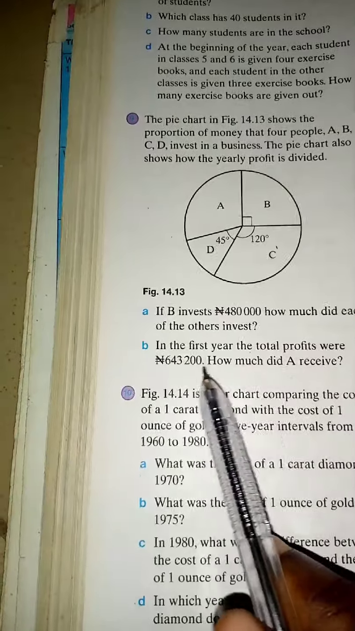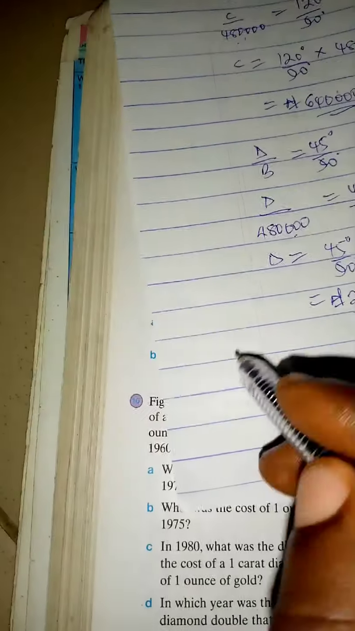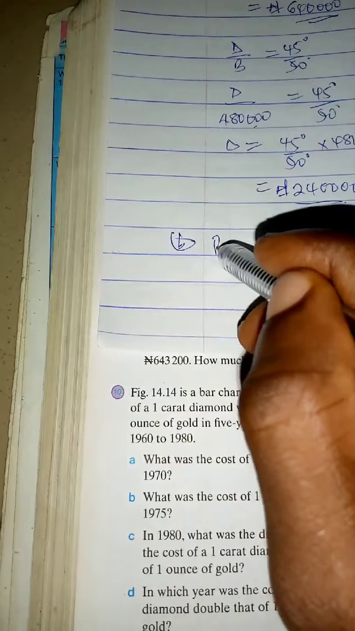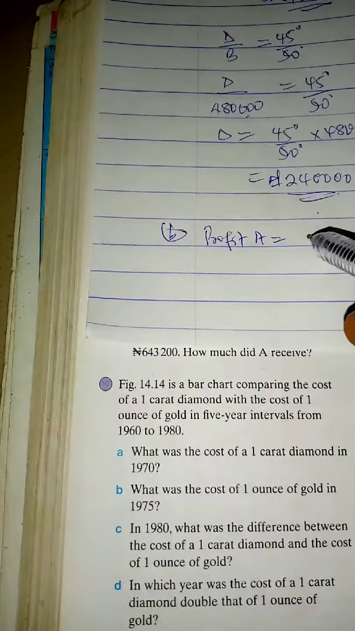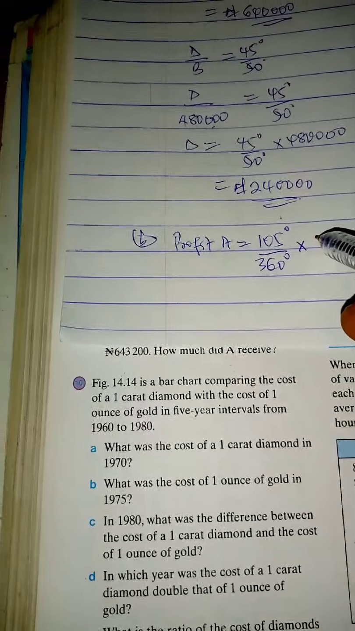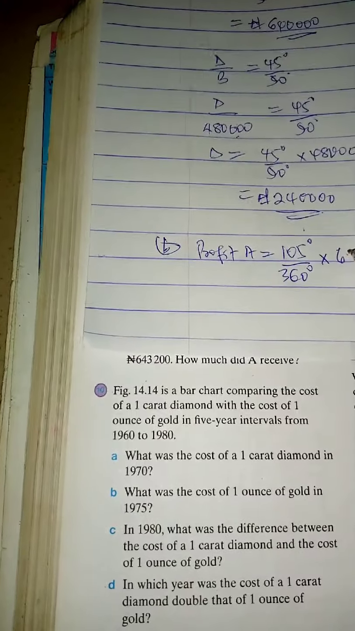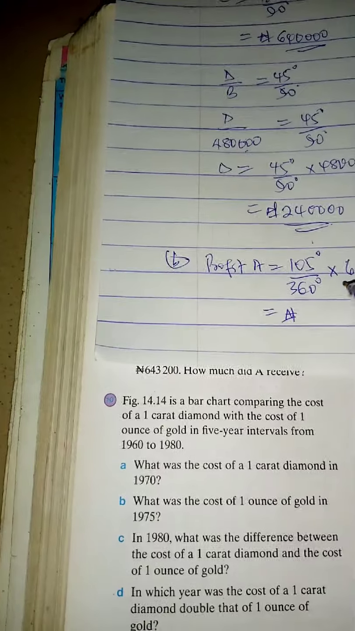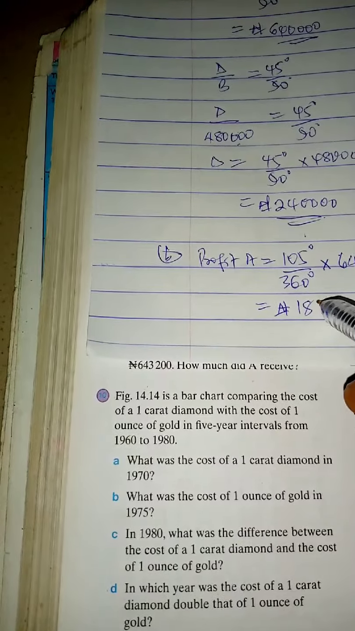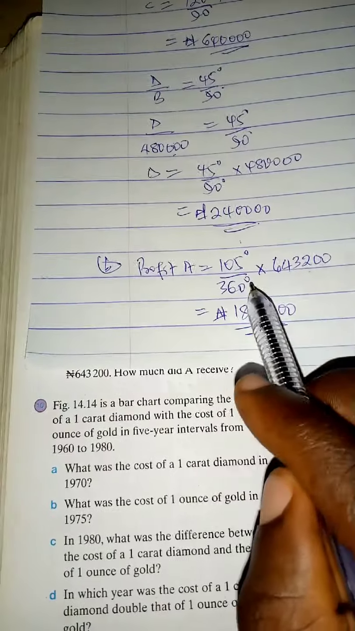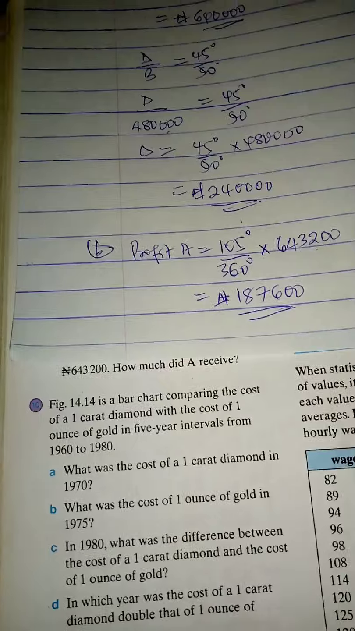Moving to B, in the first year, the total profits were this. How much did A get? If the total profit is 643,200, then profit for A will be angle for A, which is 105, over total angle, which is 360, times total profit, which is 643,200. When you do this multiplication, you discover that the profit for A will be 187,600 naira. You use this to multiply and divide by 360, and with this you get the profit for A.